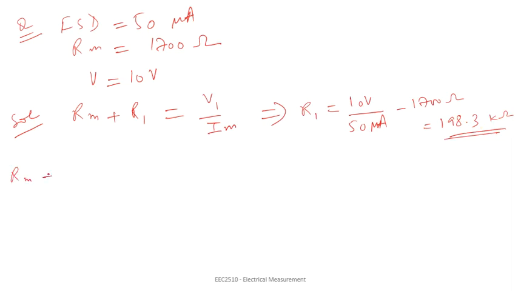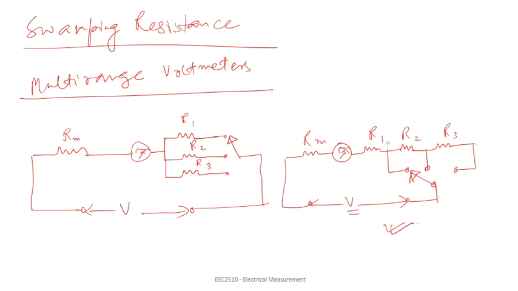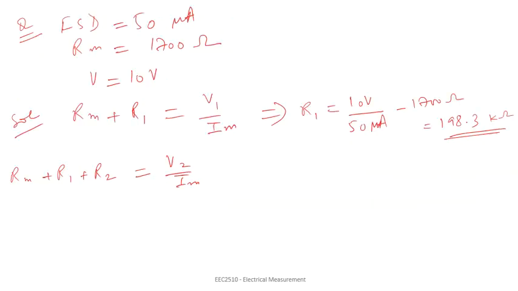Similarly, Rm plus R1 plus R2. These are the different possibilities when the switch moves contact from one position to another. You can see in the circuit as well, that is Rm plus R1 plus R2, so it will be V2 over Im. So R2 will be V2 over Im minus R1 minus Rm. Again, just put in the different values given.